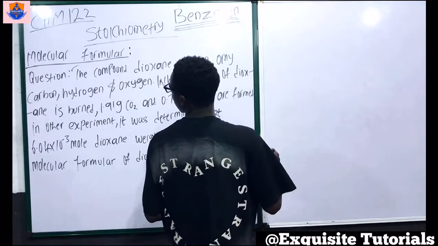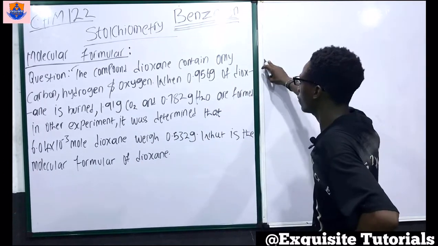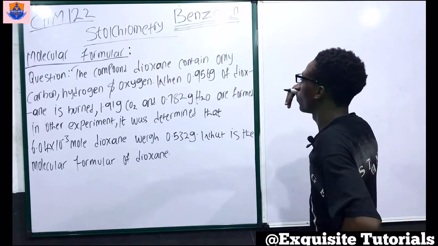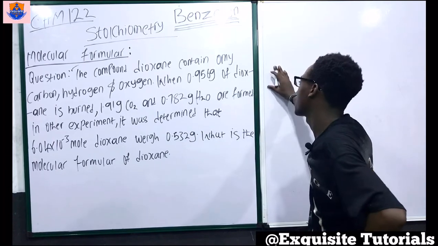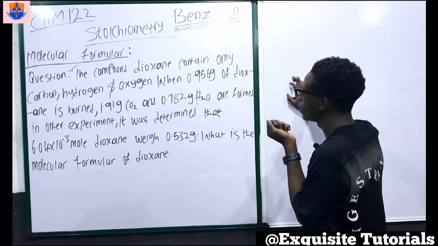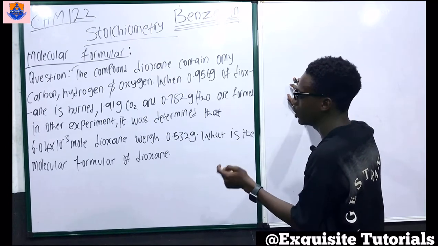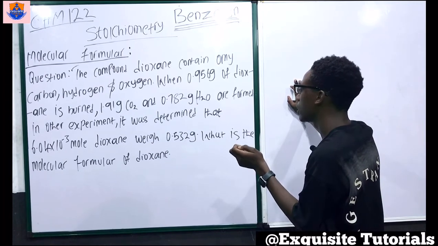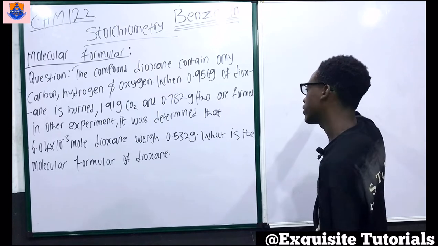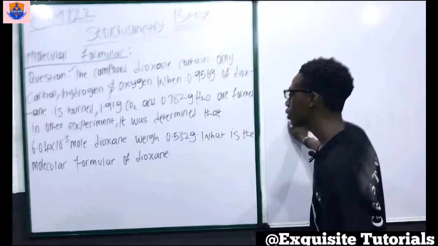All right, the question here says the compound diazine, containing only carbon, hydrogen and oxygen, when 0.956 gram of diazine is burnt, it gave us 1.91 gram of CO2, then 0.782 gram of H2O is formed. In another experiment, it was determined that 6.04 times 10 to the power minus 3 moles of diazine weighed 0.532 gram. What is the molecular formula of diazine?